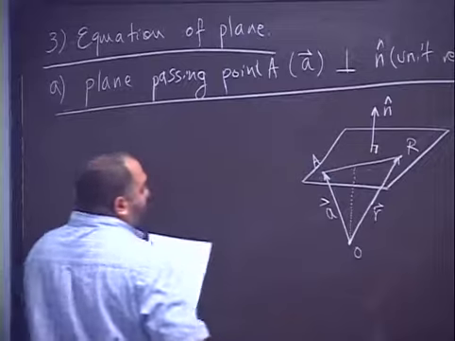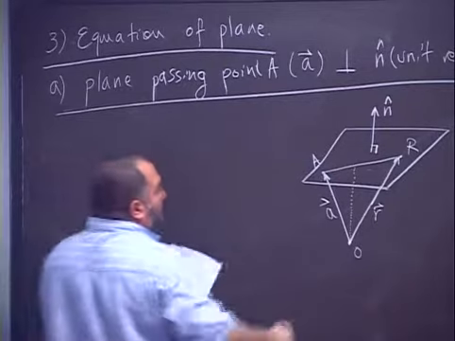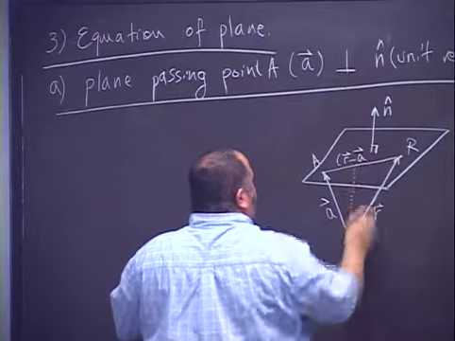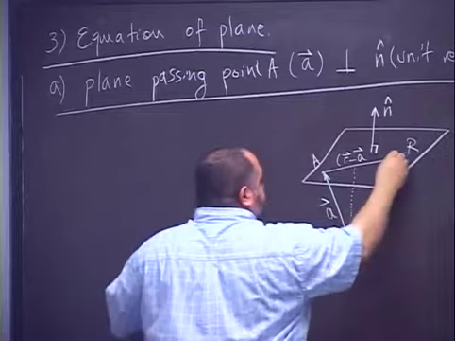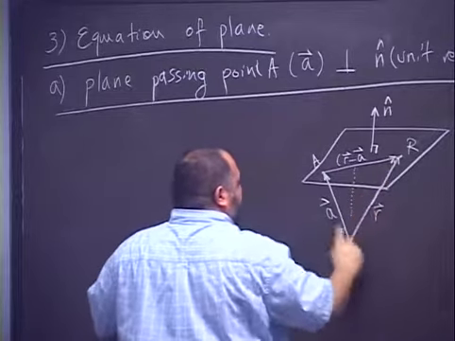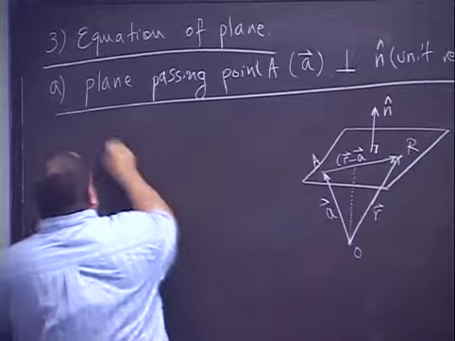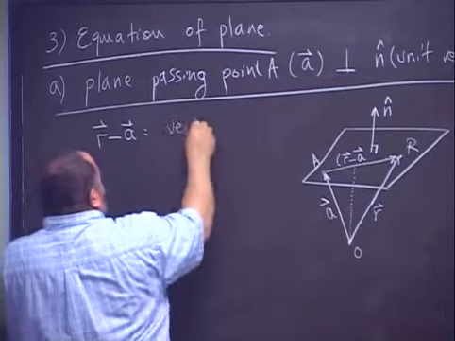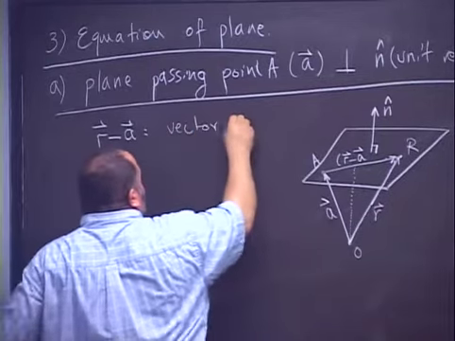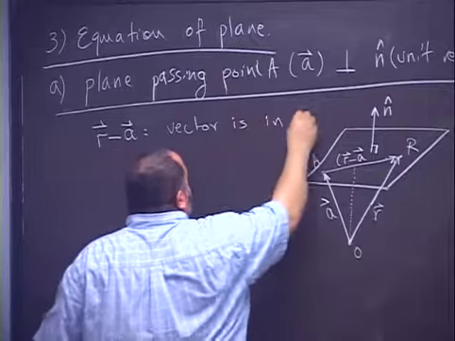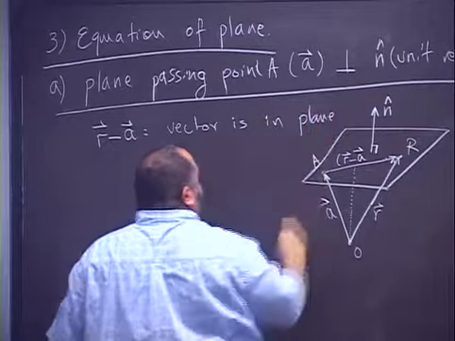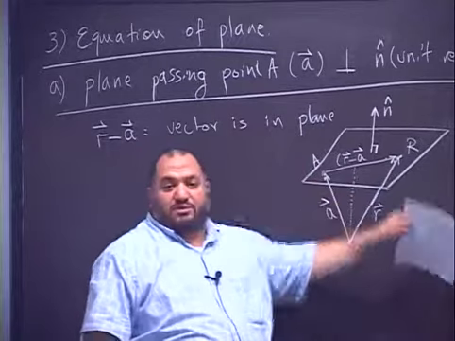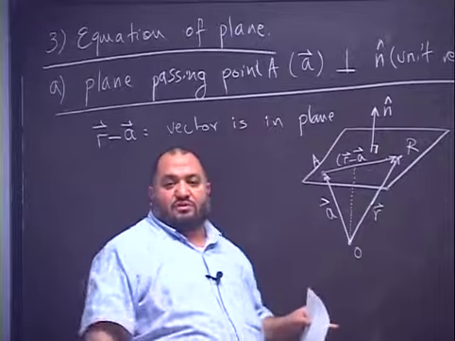So what's the equation of the plane? What's the vector R minus A? So this is R minus A, it will give you a vector R minus A. So this vector is in the plane. Do you agree? Because both points A and R are in the plane, so the vector R minus A will be in the plane.